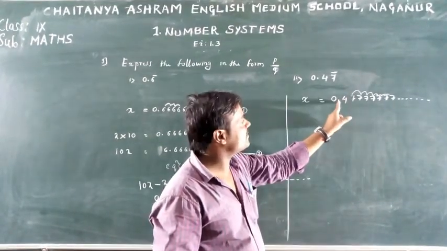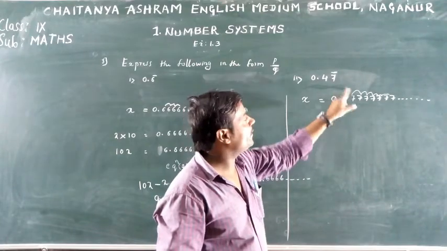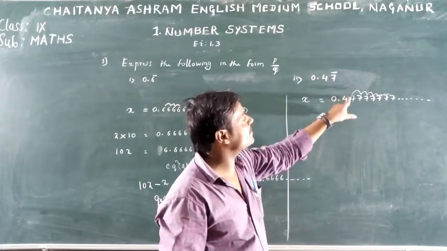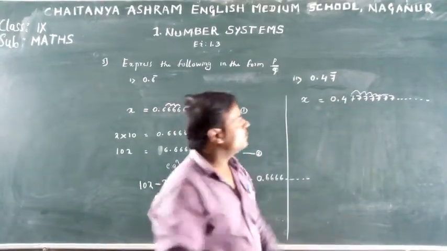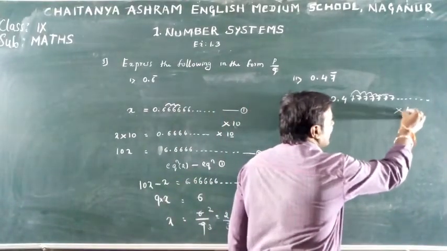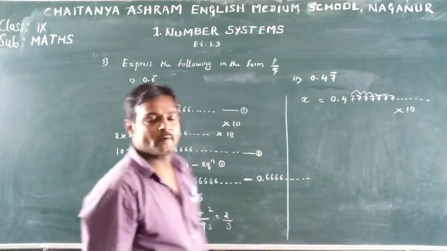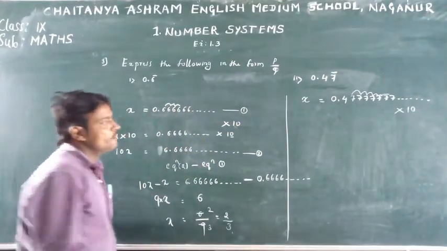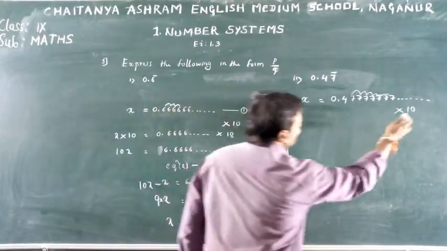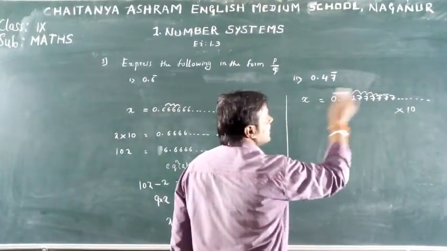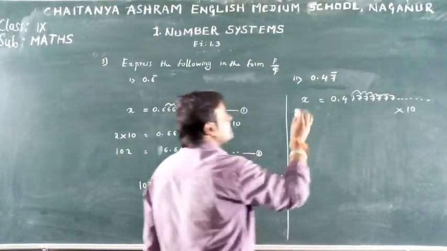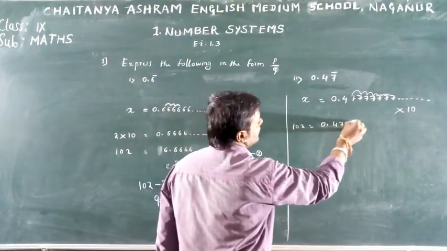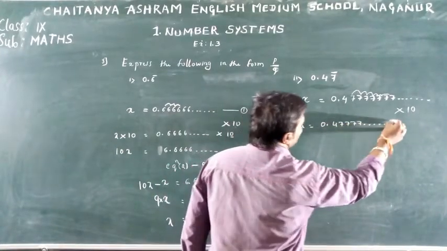So how do we move this decimal point in front of the repeating digit? We shift this decimal one place right, so we multiply the equation by 10. Don't call this result number 1 as in the earlier case. Now see what happens. We multiply 10 to both LHS and RHS. 10 into x, 10x, and 0.47777, and so on, into 10.